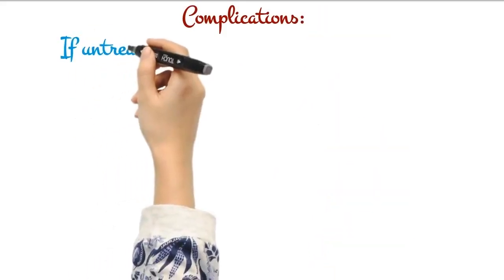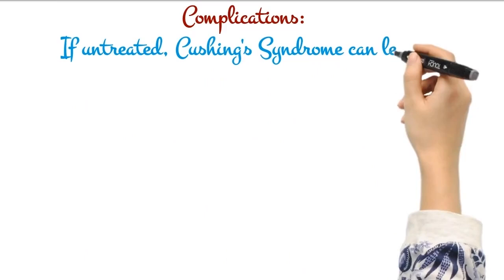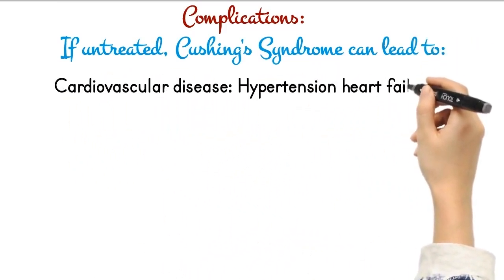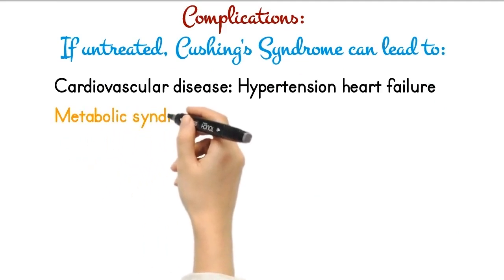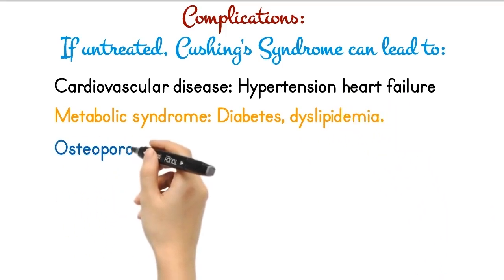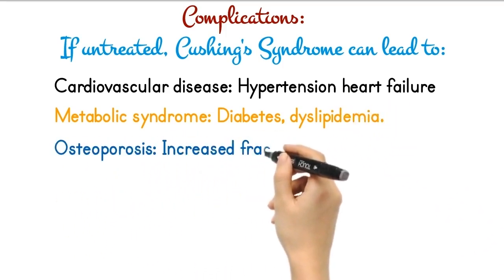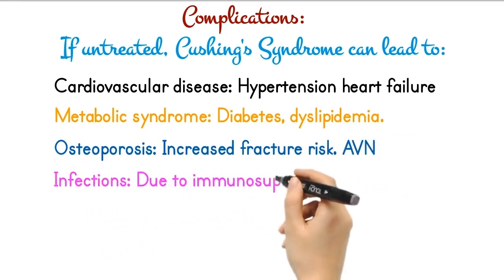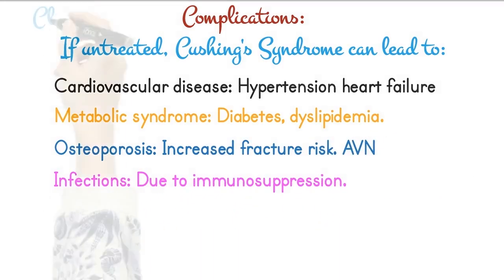Complications. If untreated, Cushing syndrome can lead to cardiovascular disease, hypertension, heart failure. Metabolic syndrome, diabetes, dyslipidemia, osteoporosis, increased fracture risk, AVN avascular necrosis, infections, due to immunosuppression.